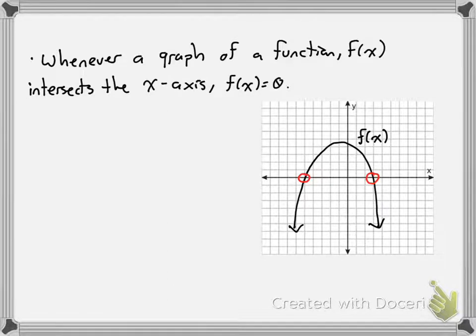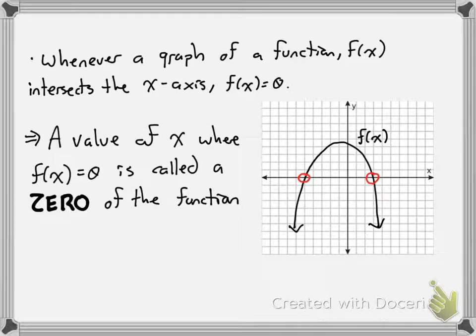On the graph, where this graph, f of x, crosses the x-axis, is an x-intercept. A fancy word that we call this, or a nickname, is we call that a zero. A value of x where f of x equals 0 is called the zero of a function.